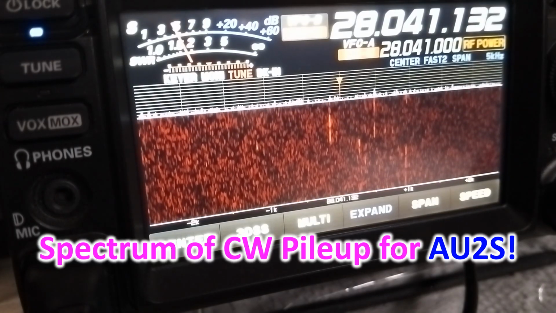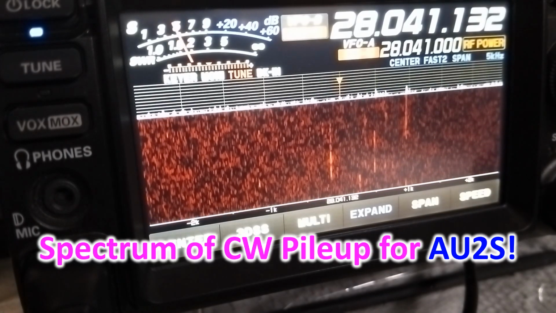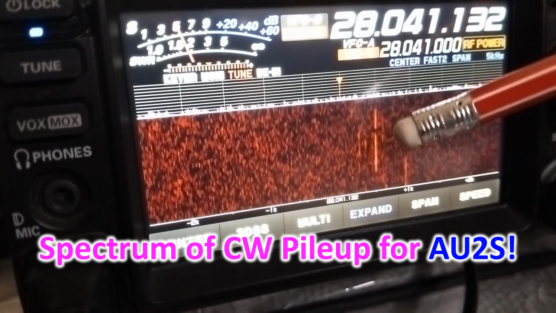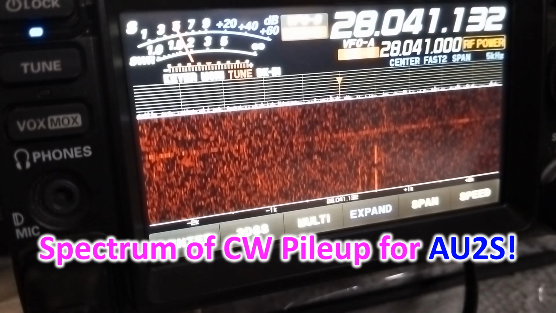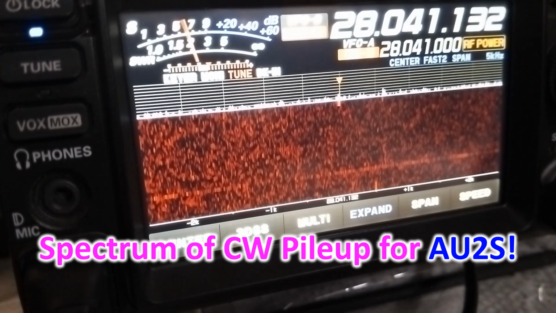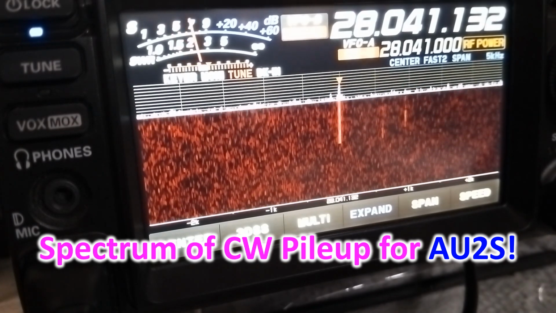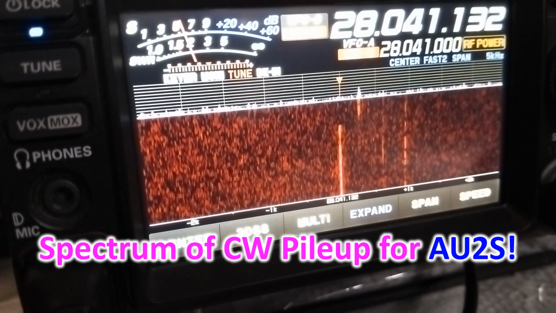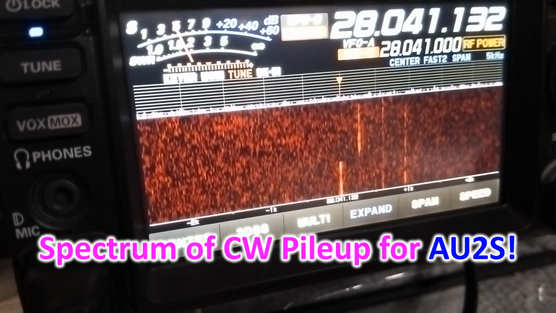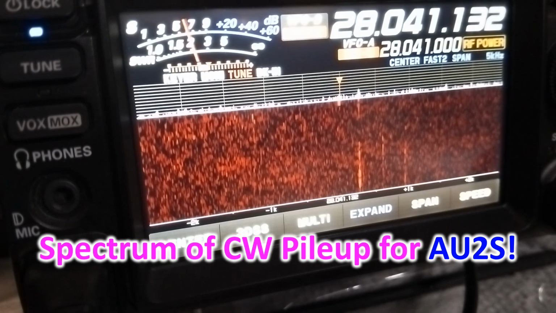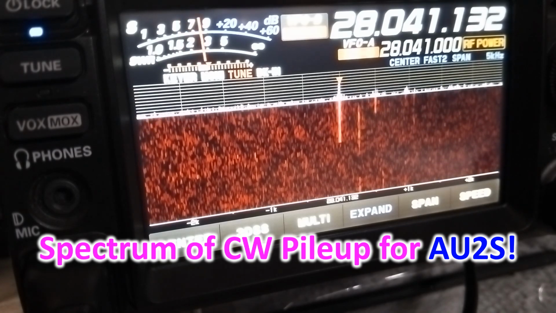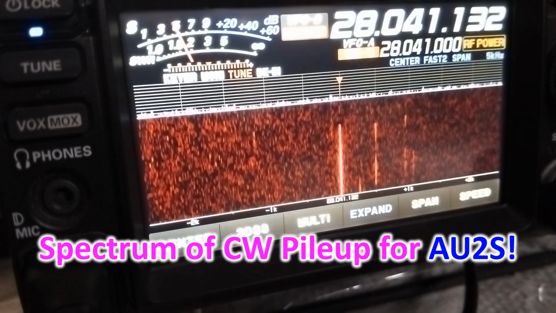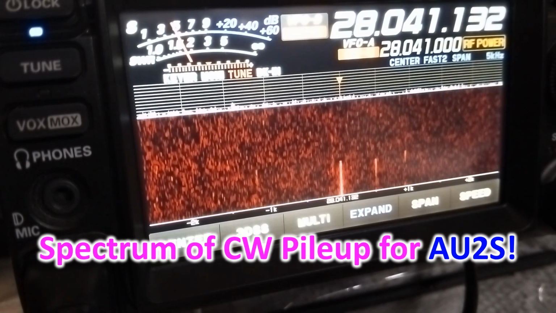Now I am looking at the spectrum of CW signals. You can see that each signal is quite narrow, and multiple signals seen are from different stations trying to work a DX expedition. Sagar Island DX expedition, Alpha Uniform Two Sierra, is around, and everyone is trying to catch that station.